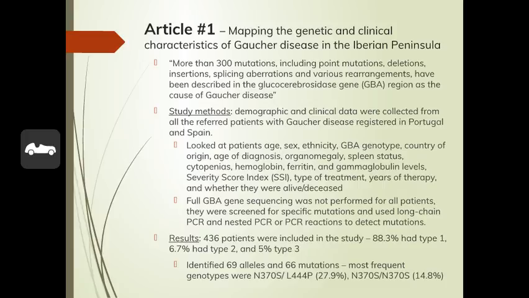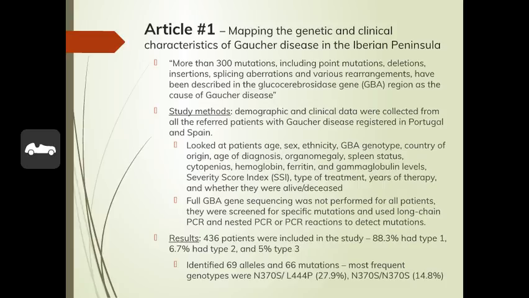The results of the study are as follows. They included 436 patients in the study. 88.3% had type 1, 6.7% had type 2, and 5% had type 3. They identified 69 alleles and 66 mutations that cause Gaucher's disease.